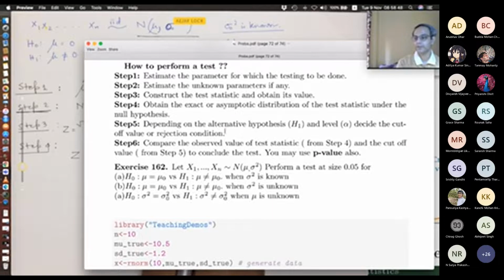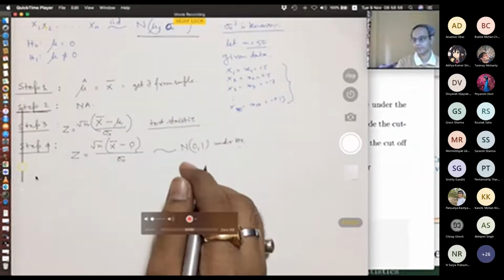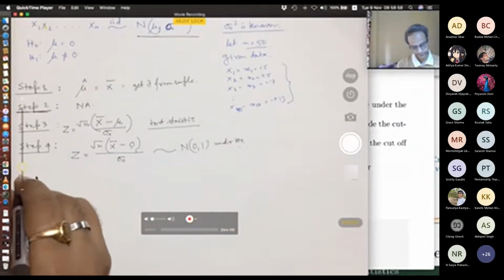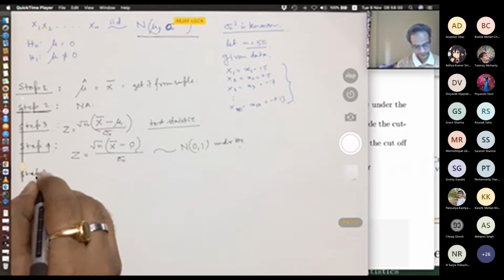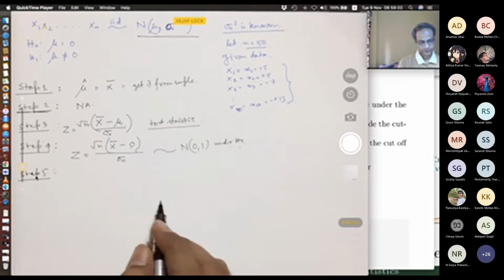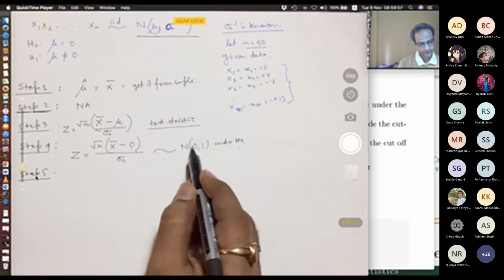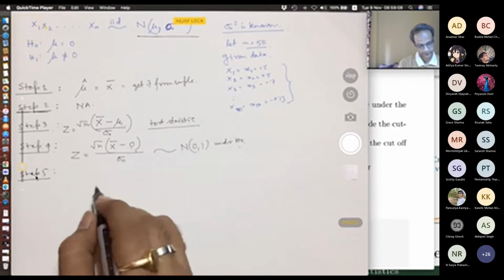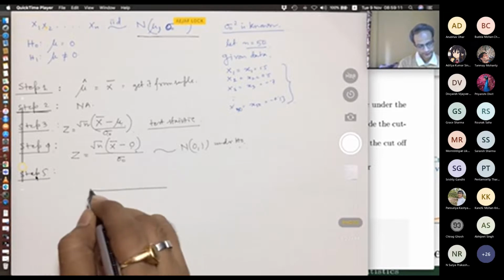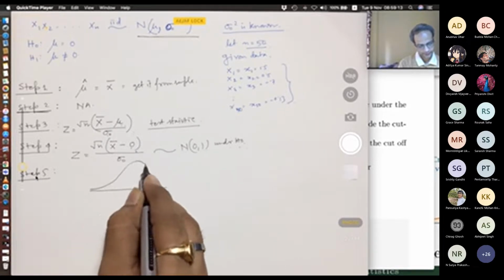Now, depending on the alternative hypothesis and level alpha, decide the cutoff value or the rejection condition. Now, step 5. This test statistic is supposed to follow normal 0, 1. So again, the similar diagram as we have drawn yesterday.